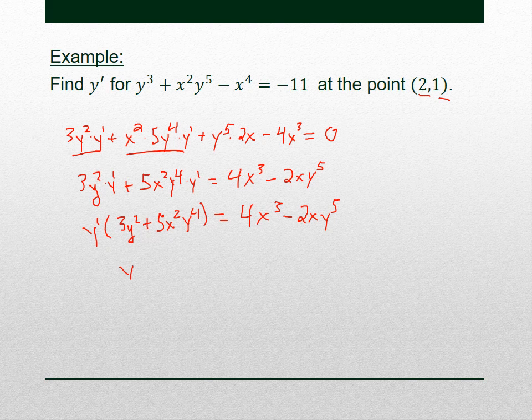And then isolating y prime, we're going to divide by the stuff in the parentheses. So that's divided by 3y squared plus 5x squared y to the fourth.